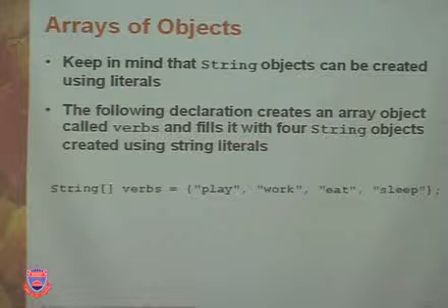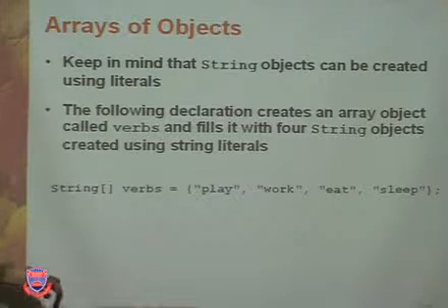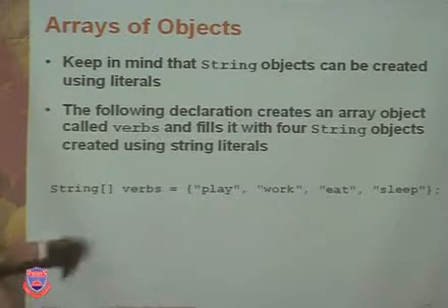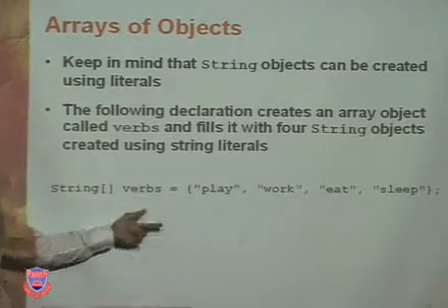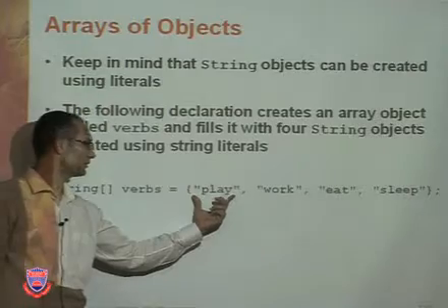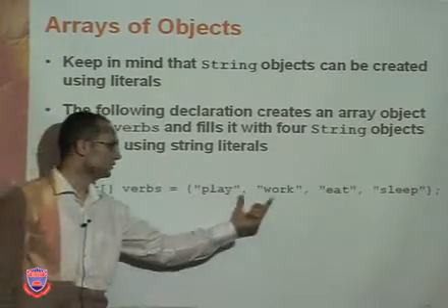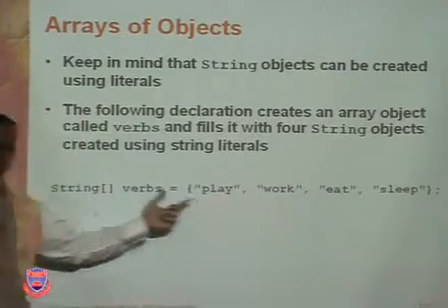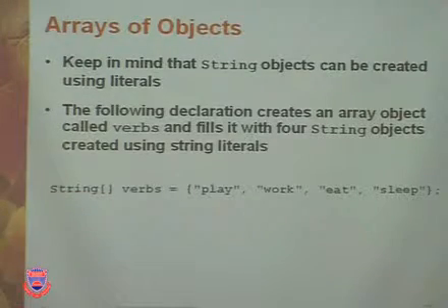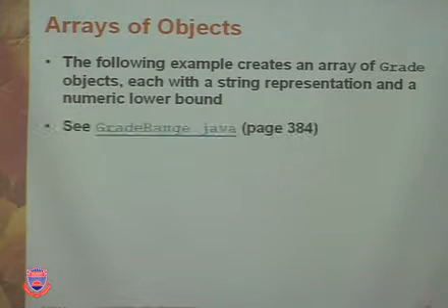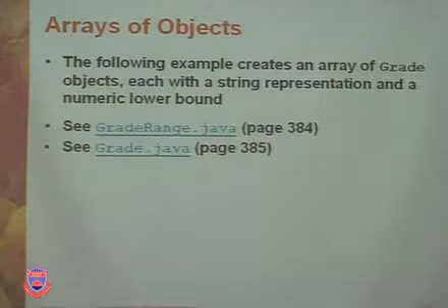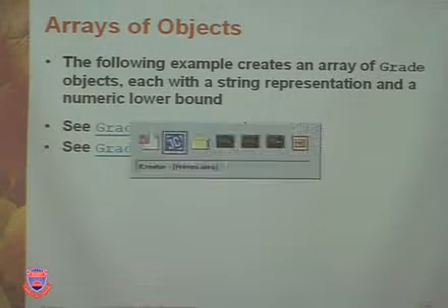You can also create arrays of objects using the initializer, such as this one. So you create a String array verbs, where verbs[0] will be play, verbs[1] will be work, and so on. So you can initialize the values of an array by using the initializer, as we did with the integer values. So if you have objects that you need to create, you can do that too. Let's see the GradeRange and Grade.java.